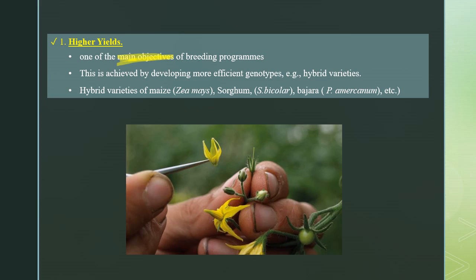Higher yield is achieved by developing more efficient genotypes using breeding programs. Hybrid varieties are one of the techniques by which we have increased our yield. Like in maize, jowar, and bajra, we have developed varieties which are very efficient in yielding a high amount.